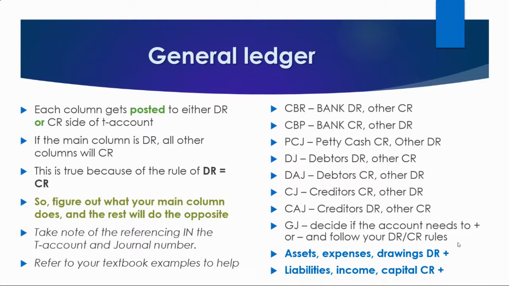Now on the right hand side, I've indicated which journal, what is the main column that will be debited or credited, and what would happen to the other columns to help you guys. Just remember how to disclose it in your general ledgers.